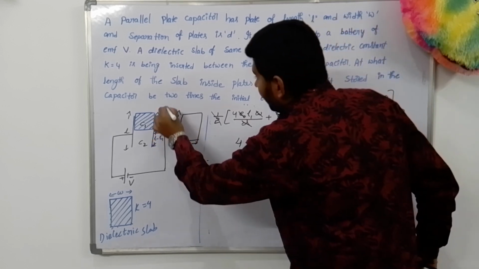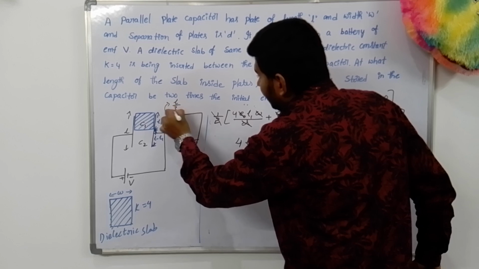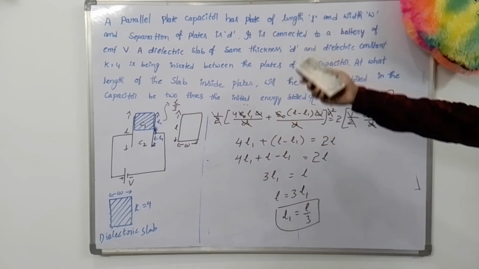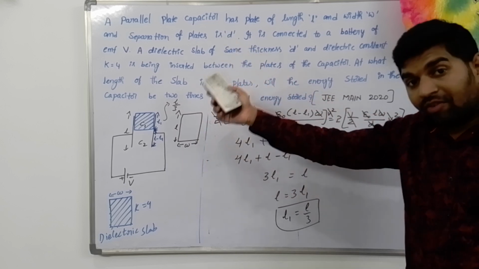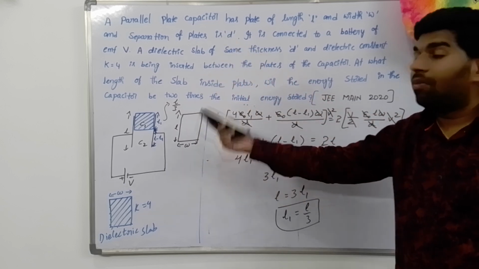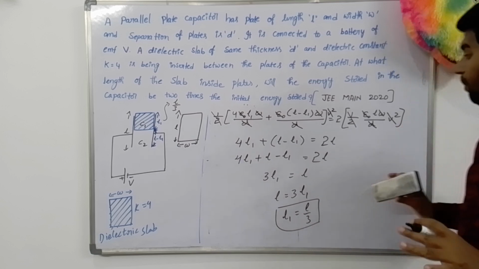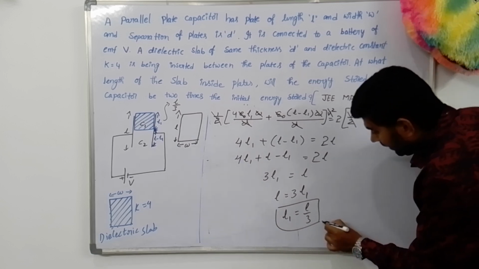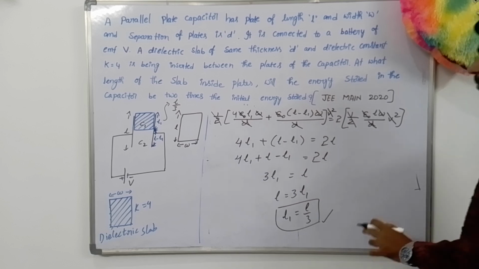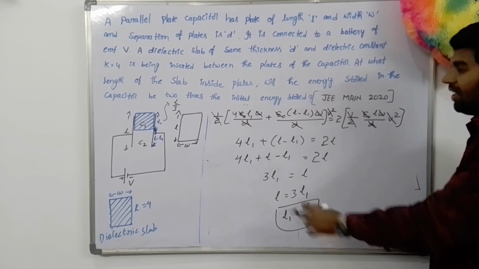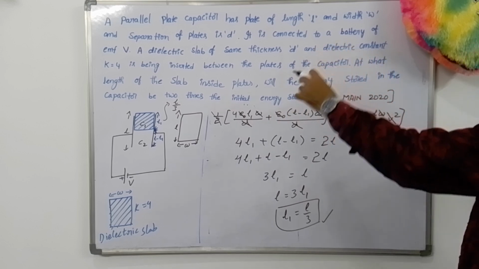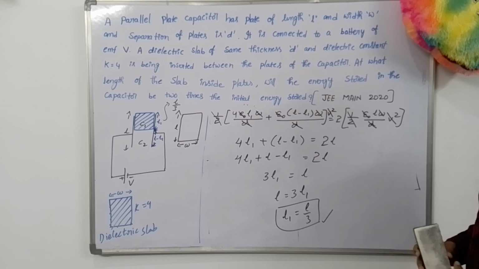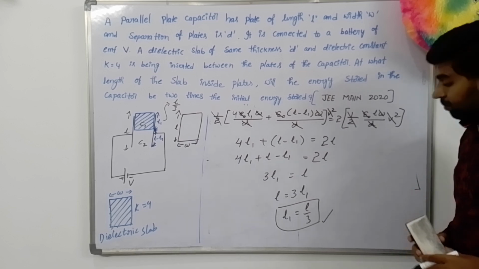If L1 is equal to L by 3, in that case the energy stored in the capacitor is double the initial energy of the capacitor before inserting the dielectric slab. Is it clear? Our condition is satisfied. The dielectric slab length must be equal to L by 3, where L is the length of the parallel plate capacitor, nothing but one of the plates of the given parallel plate capacitor. Like this, we have to solve the problem. Thank you.